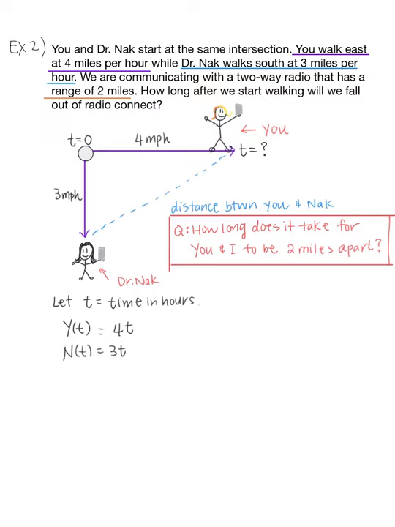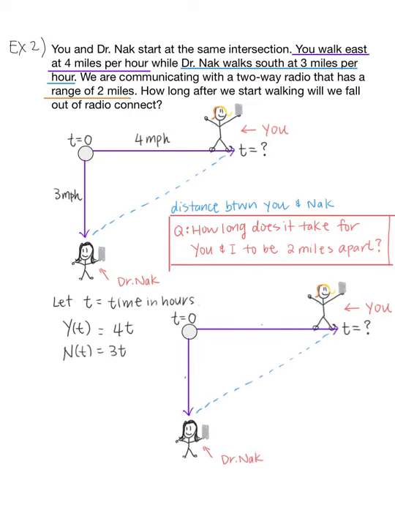Now let me label the pictures a little bit differently. Since we just came up with a nice function that describes how far we traveled in terms of a distance, this part here is going to be your y of t, and this portion is going to be n of t. Now, let me call the distance between us d of t. And I just inserted this statement here: y of t and n of t represent the total distance traveled at time t.